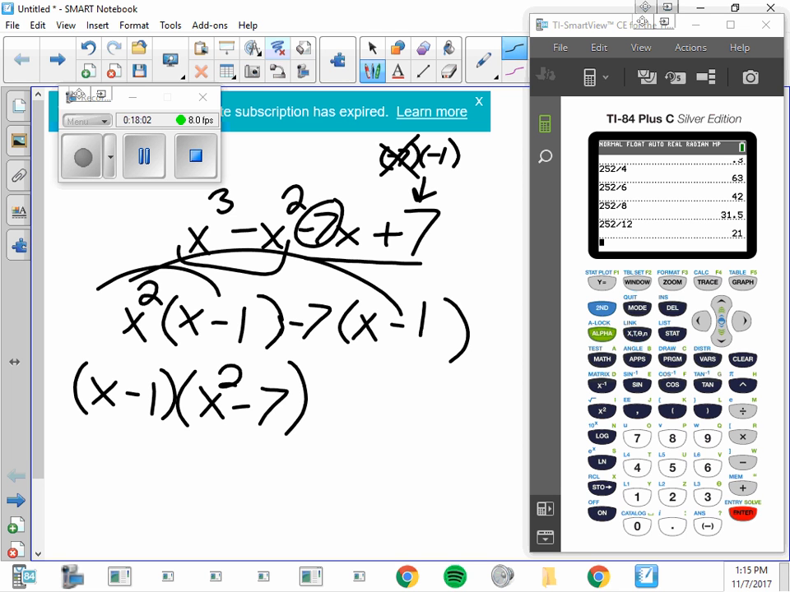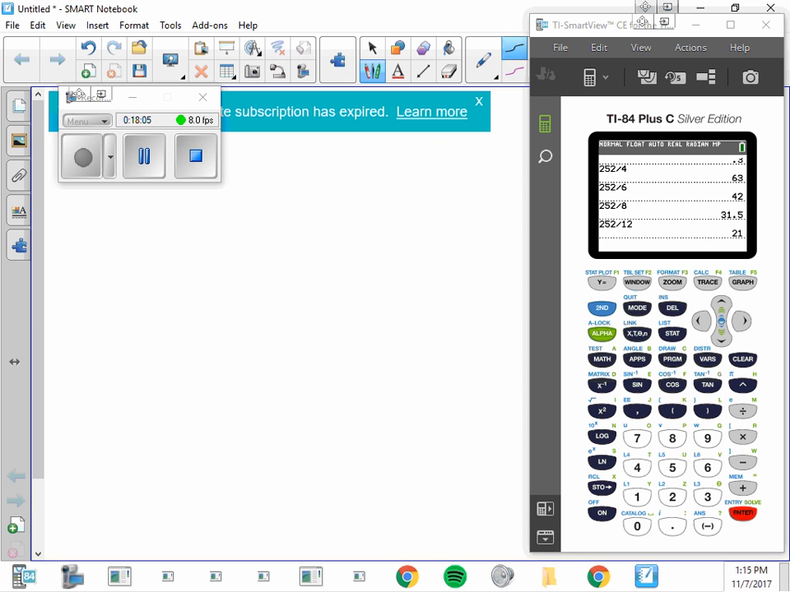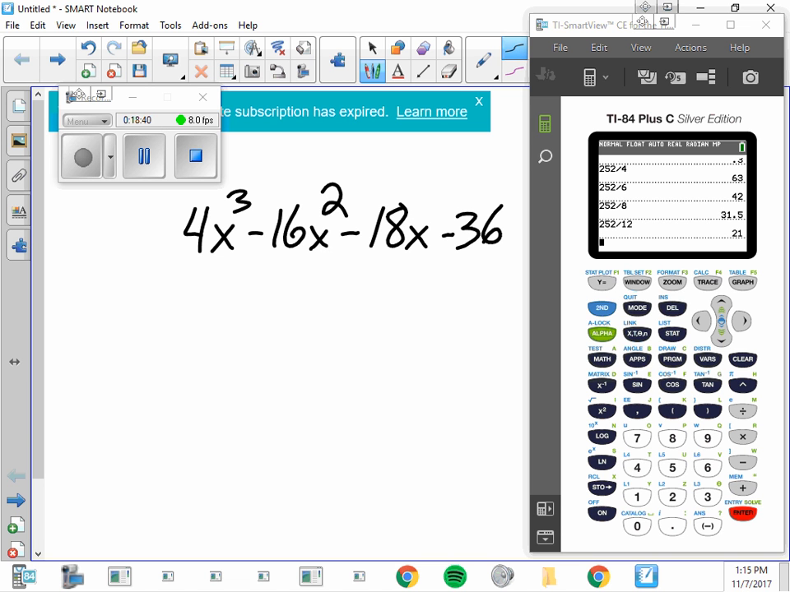Okay? I'm going to make one up. Let's see how good I am at this. 4x to the third minus 16x squared minus, sorry, this is going to take me a second, 18x minus 36. Okay, we'll see if that works.